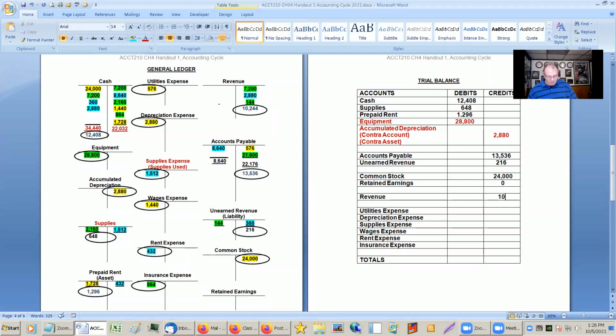Revenue, 10,244. And now the expenses. We have expense is 576. Depreciation expense is 2. Okay, so I think that's all of them.